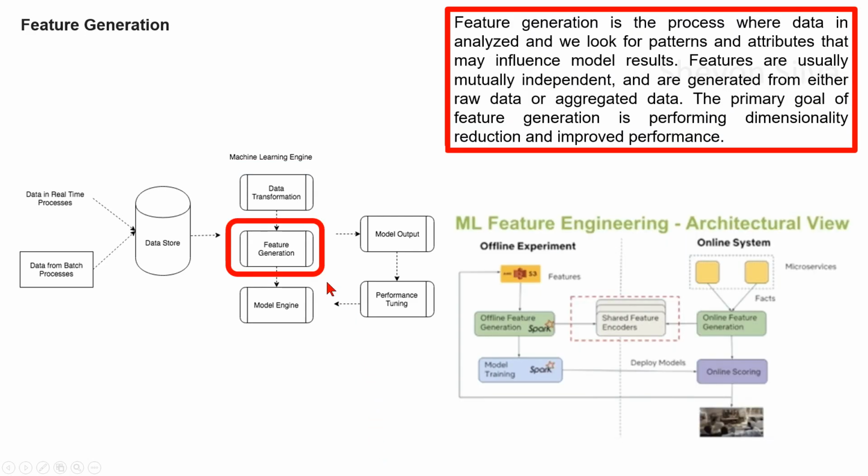Now we are focusing on feature generation. Feature generation is the process where data is analyzed and we look for patterns and attributes that may influence model results. Features are usually mutually independent and are generated from either raw data or aggregated data. The primary goal of feature generation is performing dimensionality reduction and improved performance.